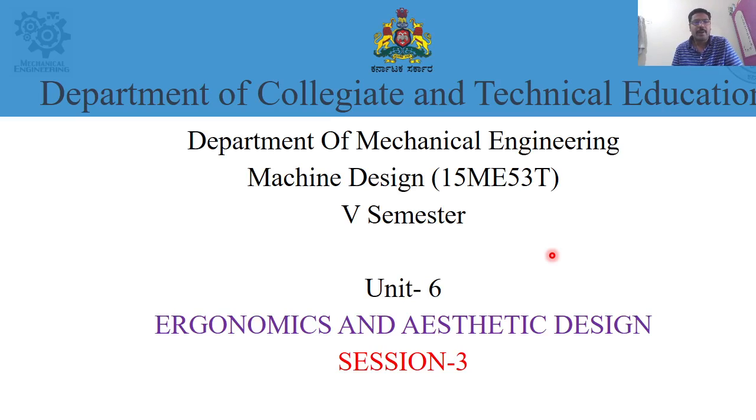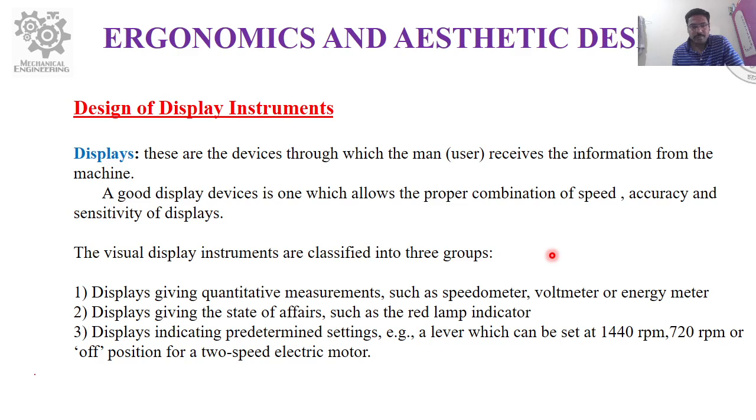This is the Department of Collegiate and Technical Education. Machine Design, fifth semester, course code 15ME53T, Department of Mechanical Engineering. Unit number 6, ergonomics and aesthetic designs, session number 3. Once again, all of you, welcome to the session.